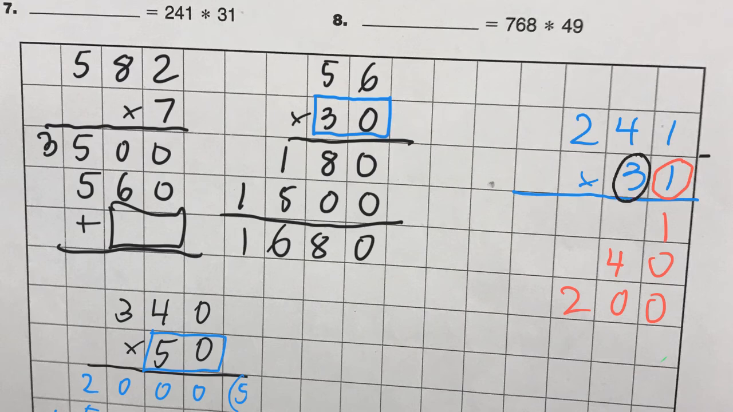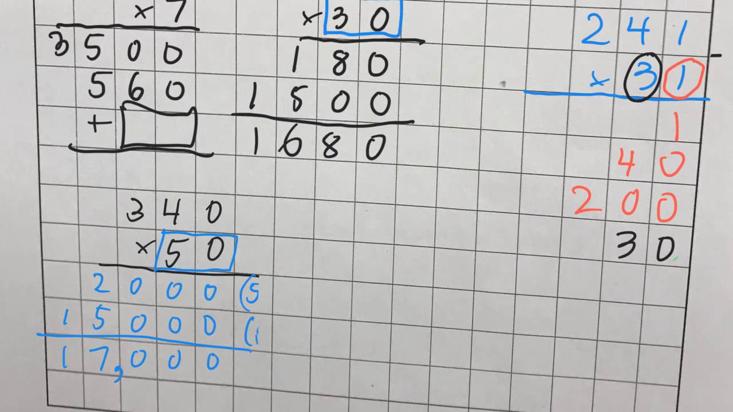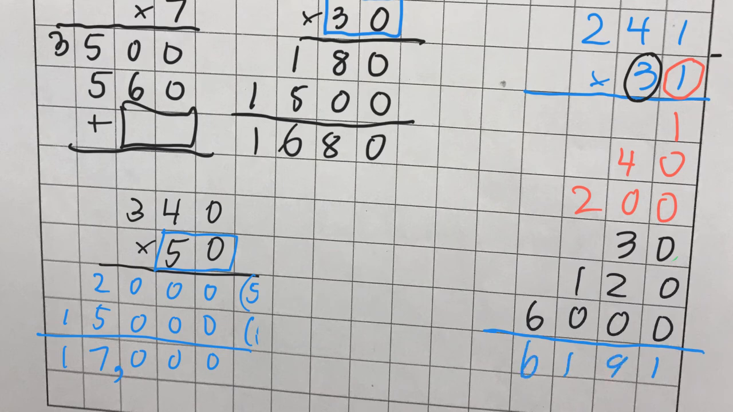Then next, why don't we do 30 times everything? So 30 times 1 is 30. 30 times 40 is 120. And 30 times 200 will give me 6,000. Then I can add those up. I think that looks good, and I've got my answer.